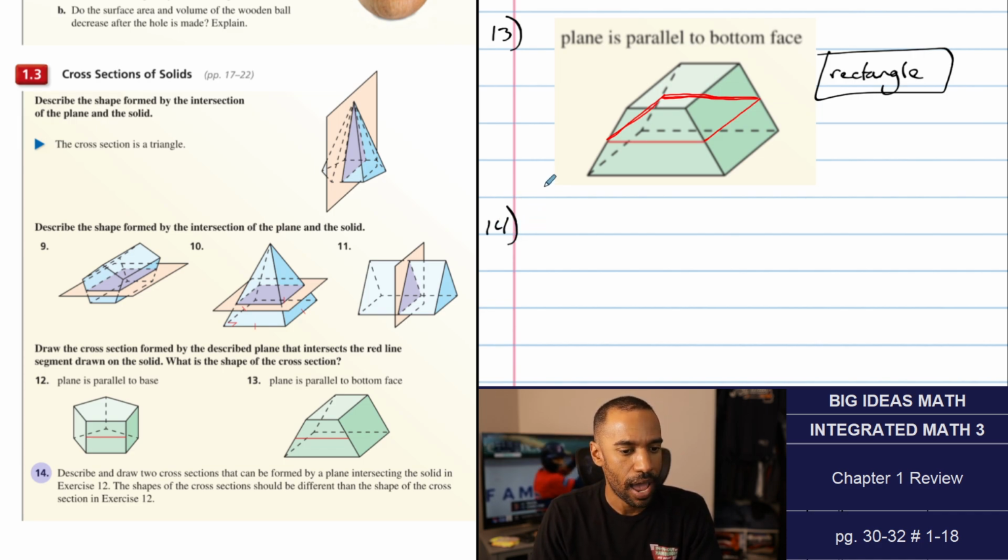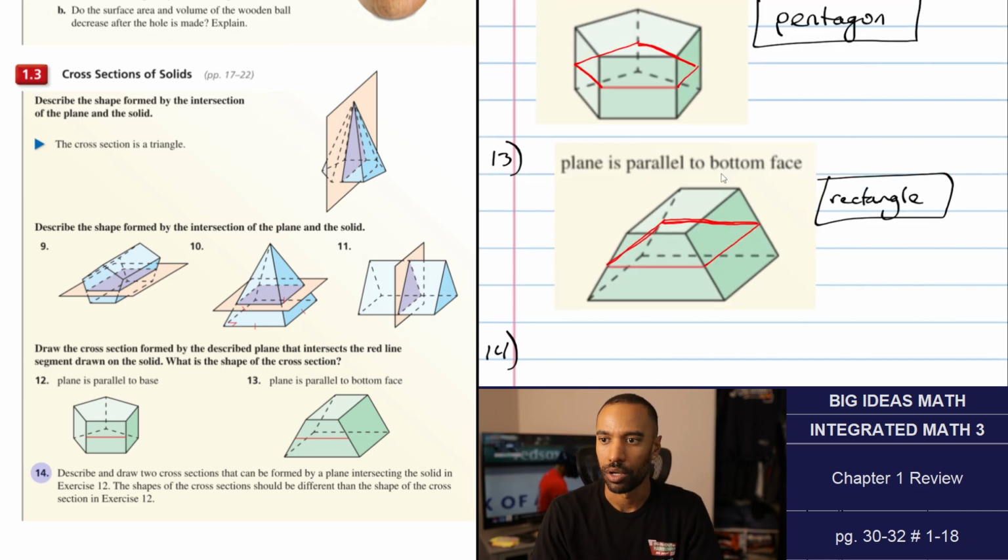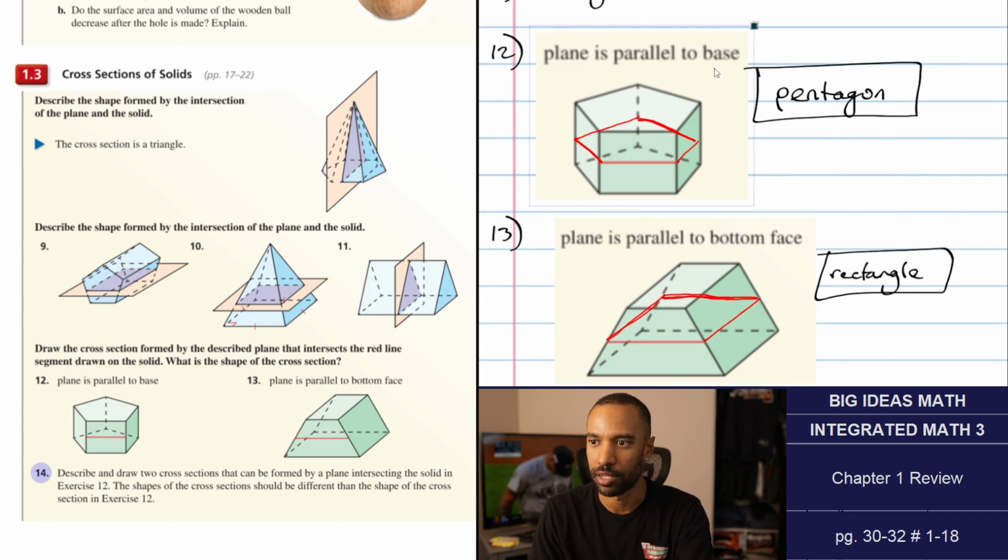Number 14, describe and draw 2 cross sections that can be formed by a plane intersecting the solid in exercise 12. Okay, that was this one. Let me copy that. Give me a second.